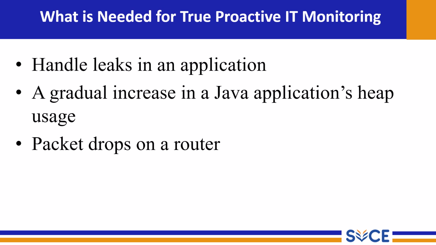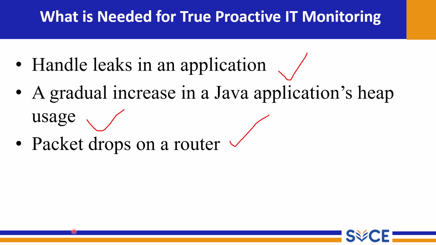These metrics are often indicative of aspects of a problem, like symptoms, but the actual problem may be somewhere else, right? We have done this in a real-time application. There are many other metrics that can provide early warning indicators of a problem. For example, first, handle leaks in an application; second, a gradual increase in a Java application's heap usage; and third, packet drops on a router.